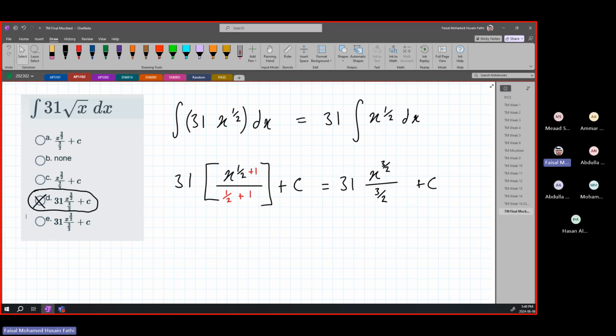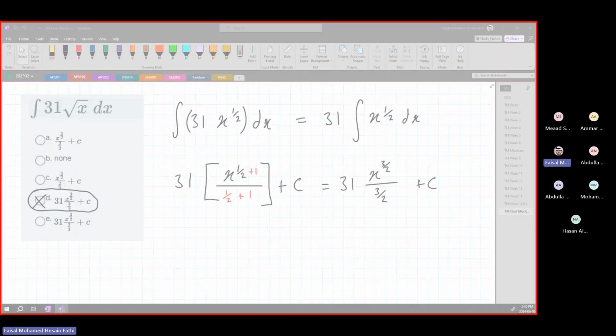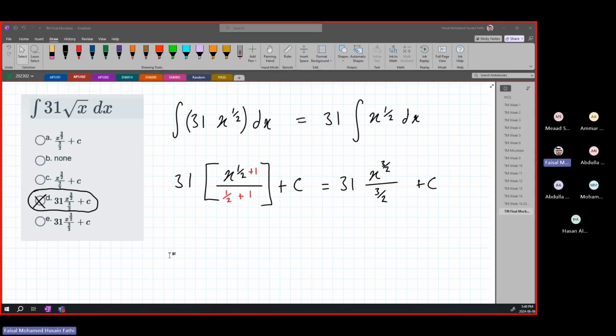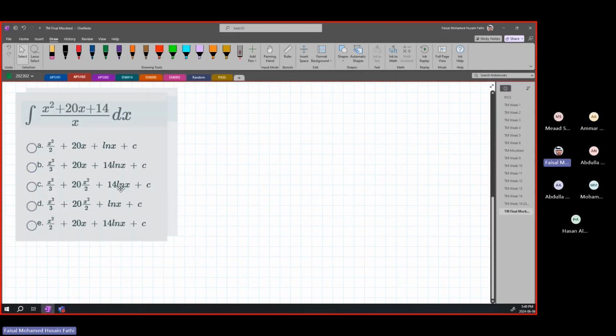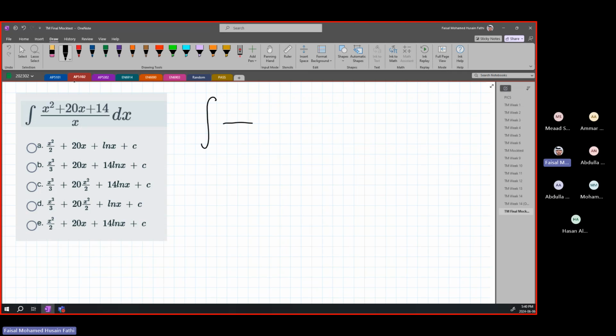All right. Let's move on to the next question. This was very basic integration. It's also another integration question. You have the integration of x squared plus 20x plus 14 over x dx. The way you will do it here is if you have one denominator, you will separate everything by itself. So what do I mean by that? You're going to have x squared over x, plus 20x over x, plus 14 over x, dx.